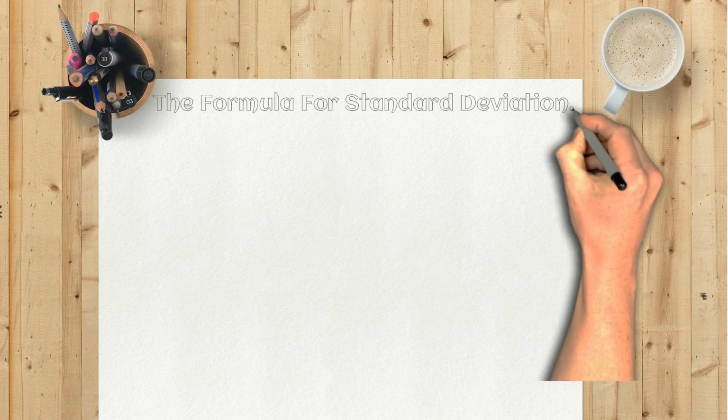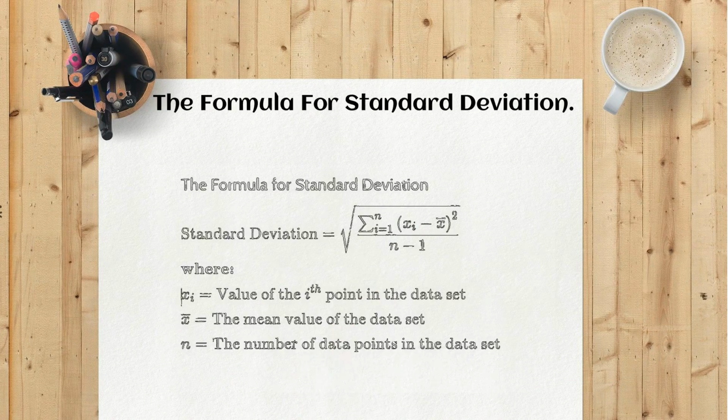The formula for standard deviation. The square root of the sum of x_i minus x bar, whole squared, divided by n minus 1, where x_i equals the value of the ith point in the dataset, x bar equals the mean value of the dataset, and n equals the number of data points in the dataset.